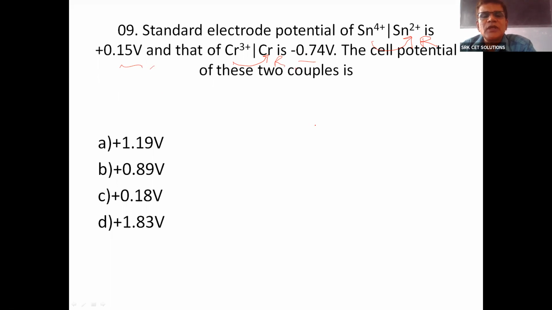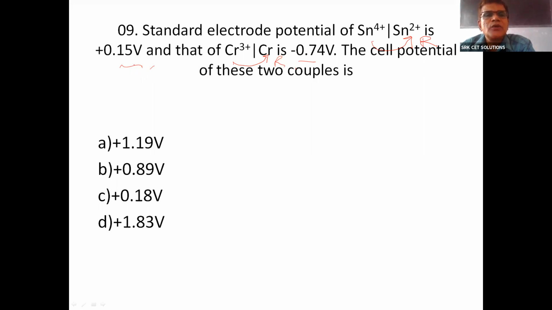The cell potential of these two couples means you have to find the potential difference between these two. Which one would you consider a reducing half cell? Which one will you consider as the oxidizing half cell? Look at the SRP values. One with a negative value or a lower value has a tendency for oxidation. One with a higher value has a tendency for reduction.